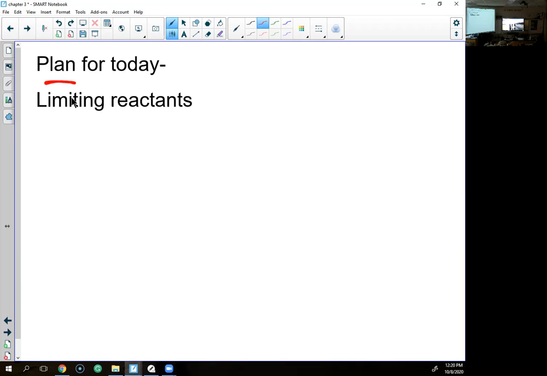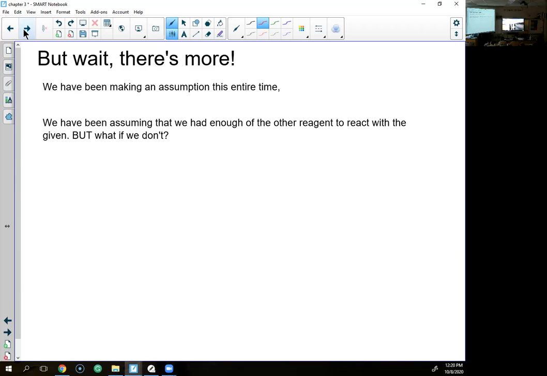Okay, now, limiting reactants, like any good infomercial, but wait, there is more. And this is where it doesn't get harder, it just takes more time. Our 4 inches of paper to do a problem goes into 8 to 10 inches of paper. So here we go. We have been making an assumption the entire time. We have been assuming that we had enough of the other reagent to react with the given. But what if we don't?